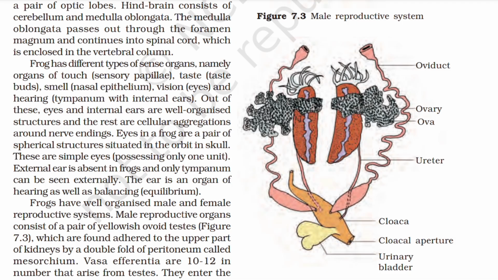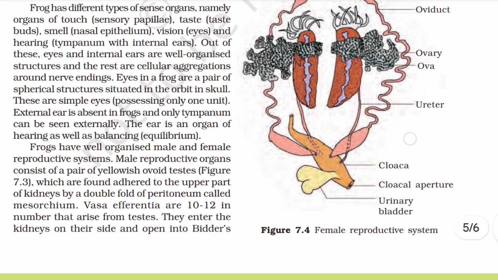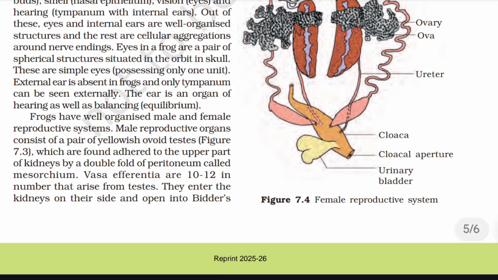Eyes in a frog are a pair of spherical structures situated in the orbit in skull. These are simple eyes possessing only one unit. External ear is absent in frogs, and only tympanum can be seen externally. The ear is an organ of hearing as well as balancing, that is equilibrium. Frogs have well organized male and female reproductive systems.